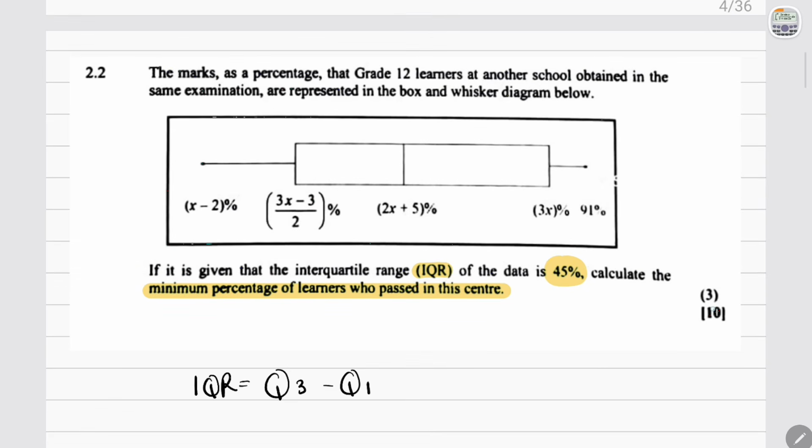So let's just mark the quartiles quick. What the box and whisker diagram is telling you is your minimum value. The lowest mark that was scored in this learning center was X minus 2%. So you see, we need to find X. And then Q1, so a quarter of the class would have scored below whatever this mark is. And then this is Q2, so half the class scored below this mark, and half of them scored above that mark. Then this is Q3 over here, and then that is the maximum. Okay, so let's see.